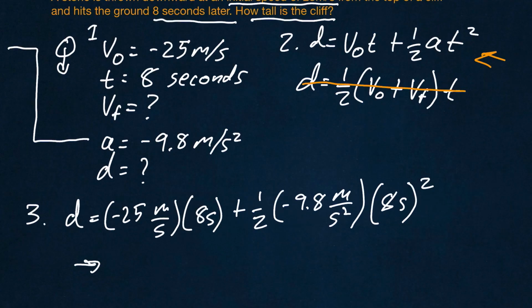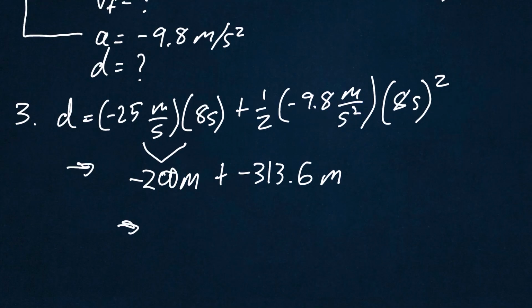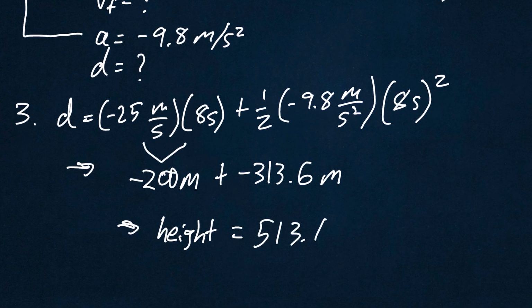So now we do some simple multiplication. Negative 25 times 8 is negative 200 meters plus 1/2 times negative 9.8 times 8 squared is negative 313.6 meters. And if we add these together, we get the height equals 513.6 meters.